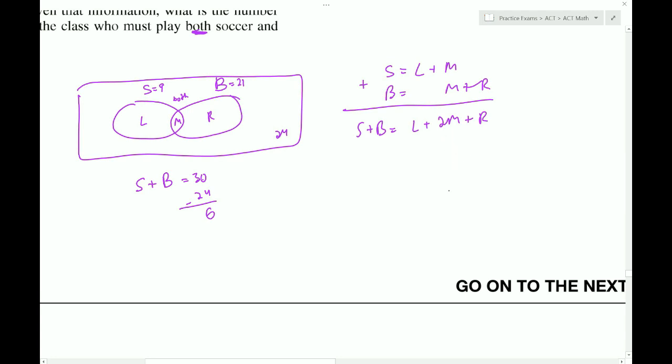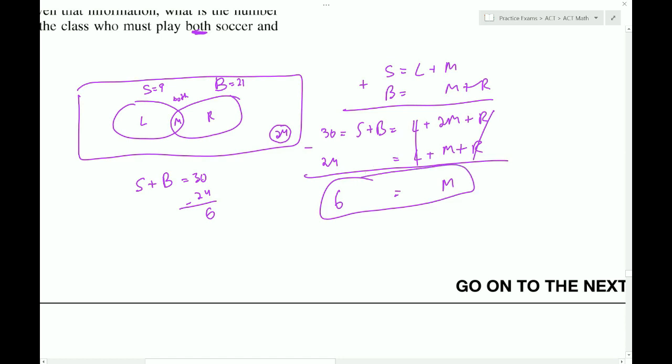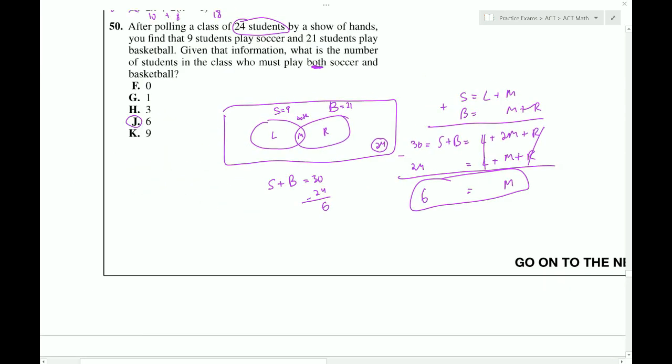Okay, now this number here, 24, is just left plus middle plus right. Okay, left plus middle plus right is just going to be that number 24. Now S plus B, of course, was 30. So then if I subtract 30 and 24, I get 6. And if I subtract L and L, that cancels. 2m minus m is just m. Right and right cancels. So I learned that the middle is equal to 6. Right, so that's a little proof.